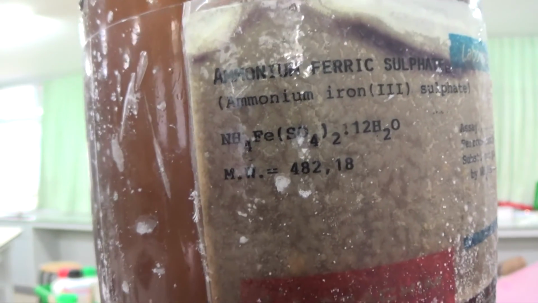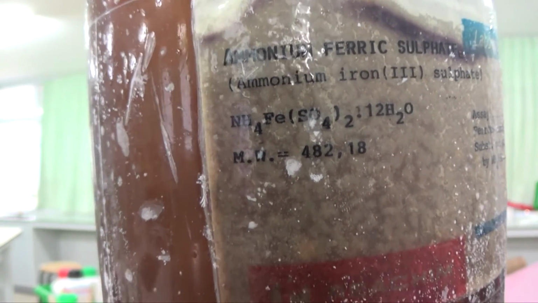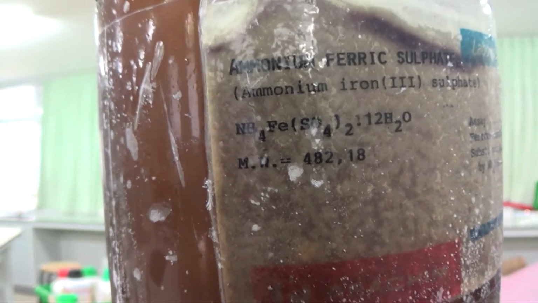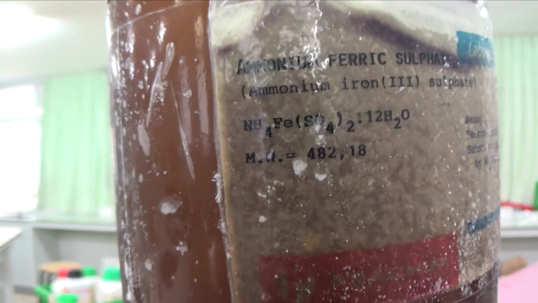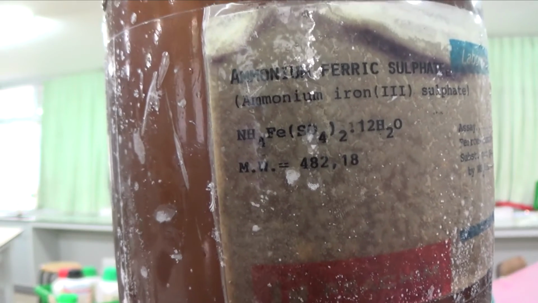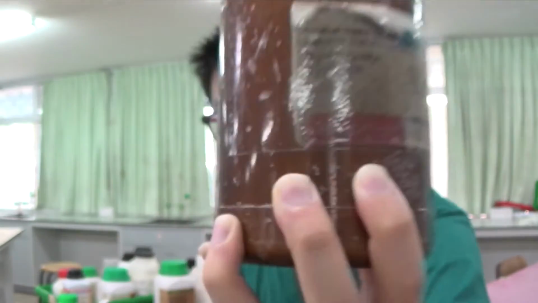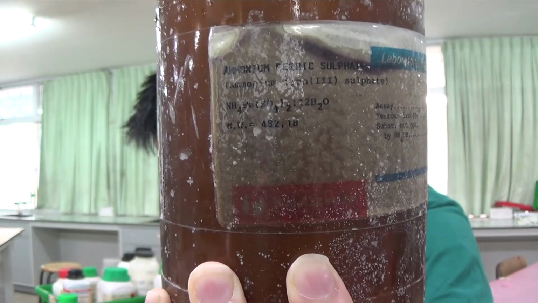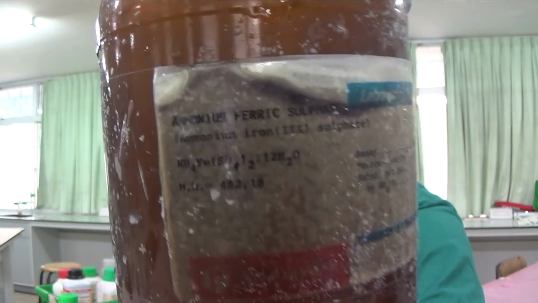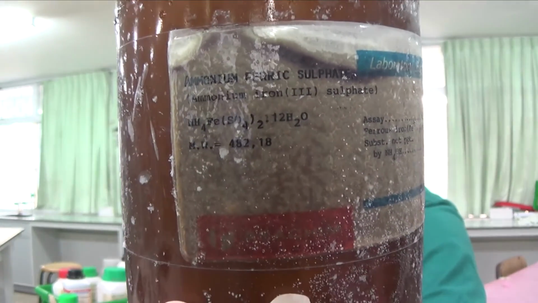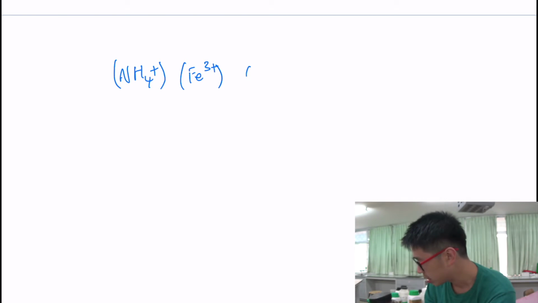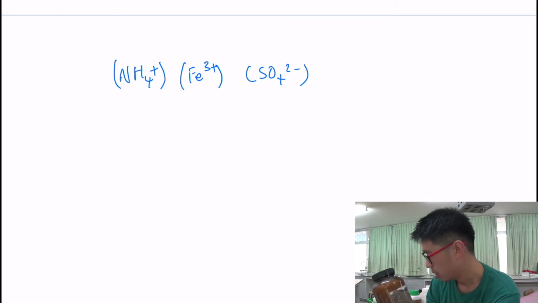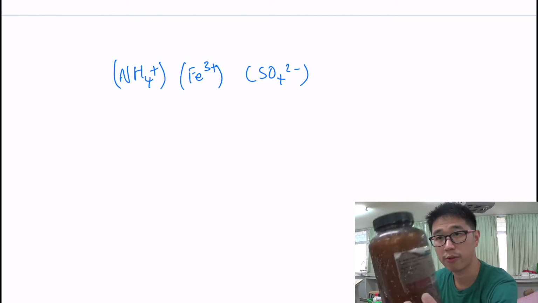So plus 1, plus 3, so you only need 1 ammonium ion to balance out, well, not to balance out, but to add to the plus 3. So plus 1 plus 3 will give you, okay, I better not hold this very long, so let me just move on with it. So this is ammonium iron 3 sulfate, and it is .12H2O.